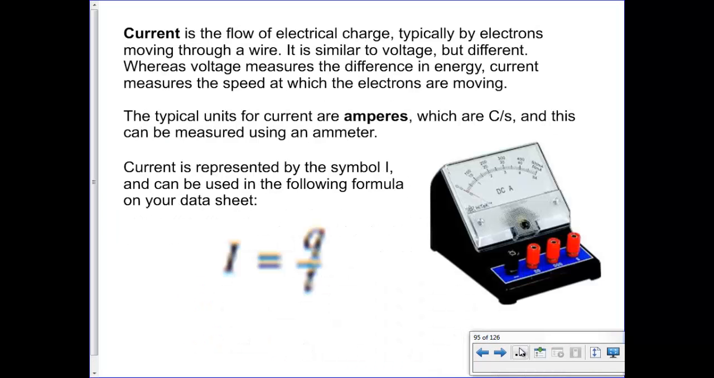Before I do that though, I want to discuss what current is, just to make sure we're clear on this. Current and voltage are different from each other. A common misconception kids might have when they're starting off is they think they're the same thing. So a quick reminder about both of them. Current is the flow of charges. It's typically electrons in a wire. Okay? Current is measured in what's called an amp or ampere, and that's a coulomb per second.